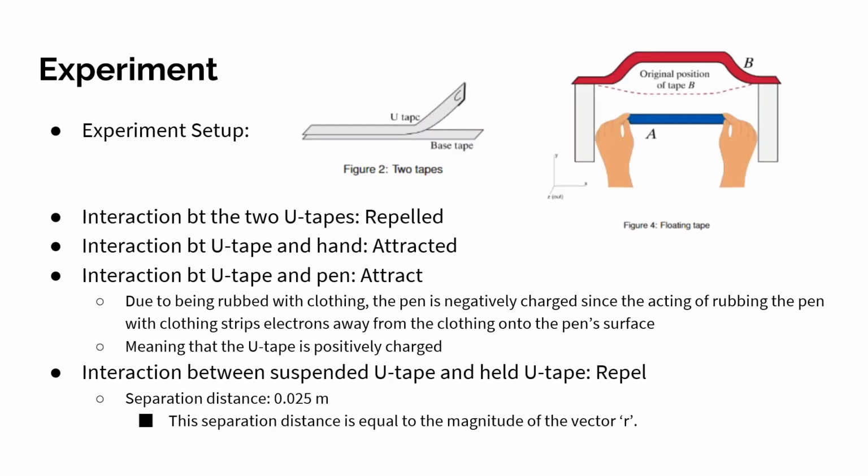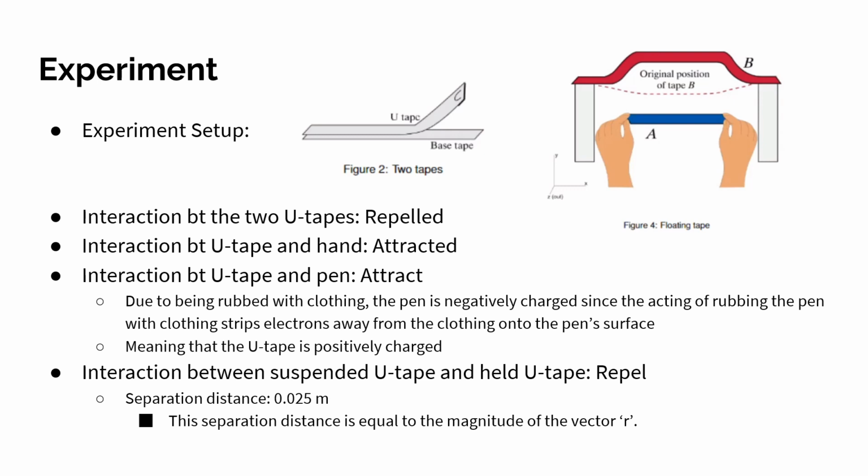You can see how the U-tape was created by placing an angled piece of tape on another base tape and charging it. Interaction between two U-tapes was that they repelled. Interaction between U-tape and hand was that it attracted. And interaction between U-tape and pen was that it attracted.